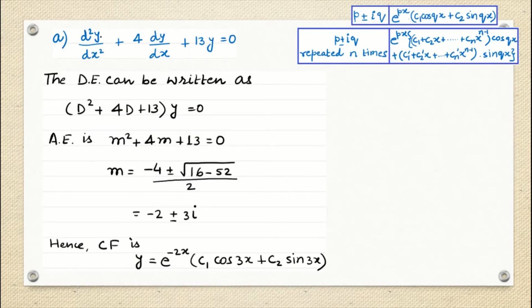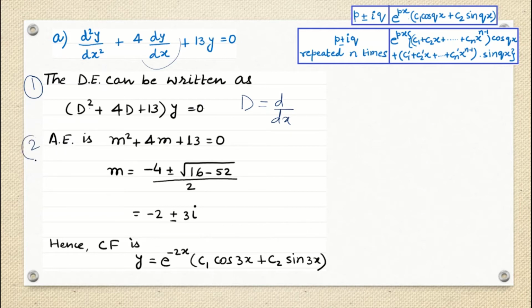The first example given is d2y by dx square plus 4 dy by dx plus 13y equals 0. Like how we have performed before, there will be three steps. The first step is that the differential equation can be written in D notation, where D is nothing but d by dx, with respect to x here. So we are just replacing d2y by dx square, the d by dx form, with the notation. So it is D square, because this is power 2, plus 4D, plus 13, and y is present everywhere, right? So y equals 0.